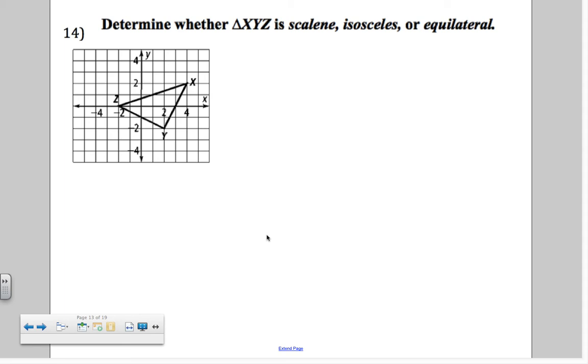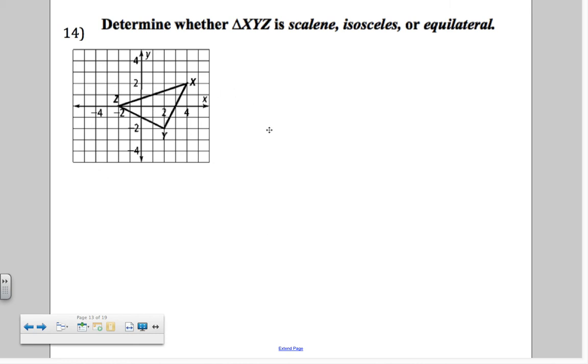We're going to move on to 14. You can pause the movie and try the next few, or just move on to 14 and then go back to the worksheet to complete all the problems. But we're going to look at this triangle, and we're going to determine if we have scalene, isosceles, or equilateral. Some variation to this would be if you were given the endpoints of the triangle and you had to draw out the triangle to model the situation.